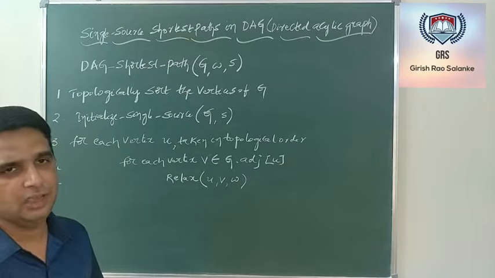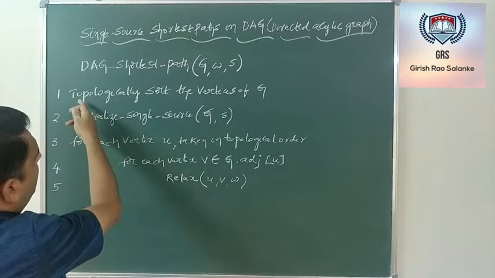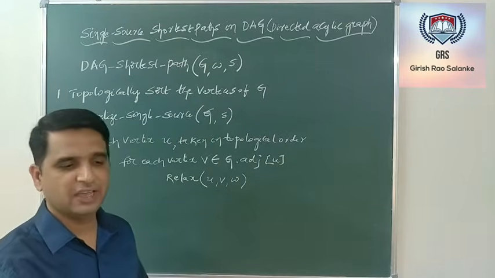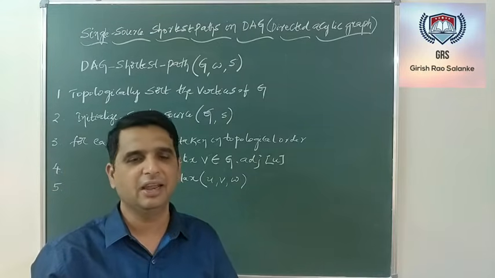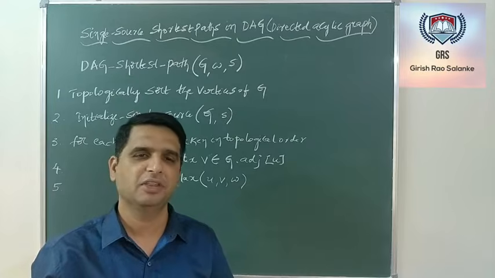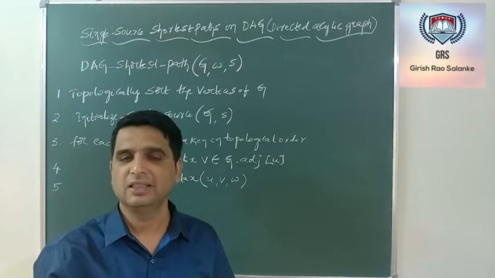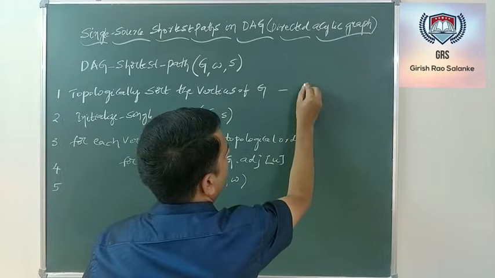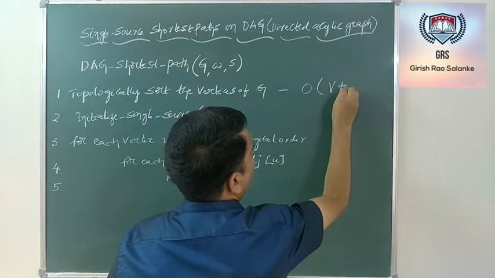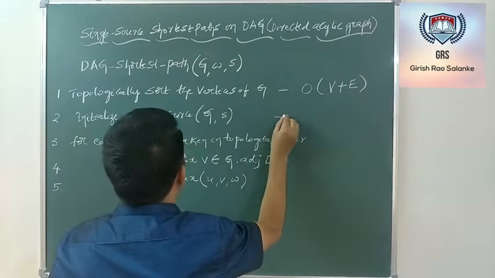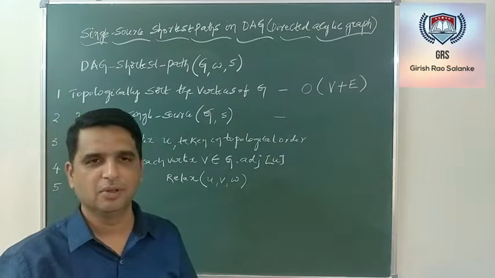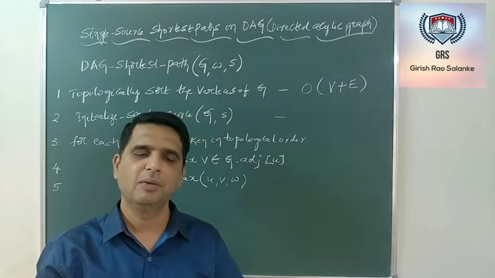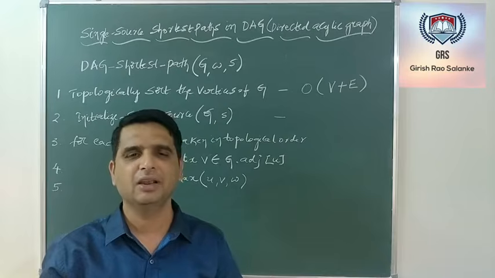Now coming to the time complexity. How much time does the first step take in order to perform the topological ordering? If the graph is represented in the form of a matrix, then it takes v square time. If the graph is represented in the form of the adjacency list, then it takes order of v plus e. So this first step takes order of v plus e. Now second step, initialize single source. What we do in case of initialize single source, apart from the source vertex, we mark all other vertices as infinity and we mark the source vertex as 0.